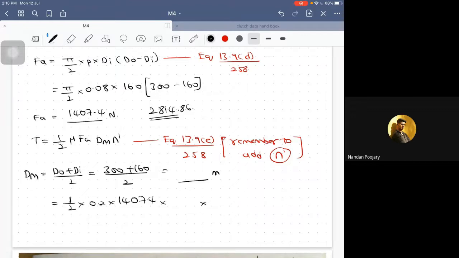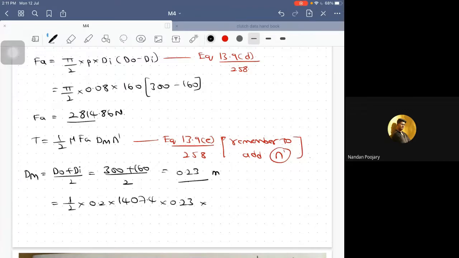Okay, 2814.86. So just replace this value. So it is 2814.86 Newton. The dm value is 0.23, right? Okay. So 0.23 meters.